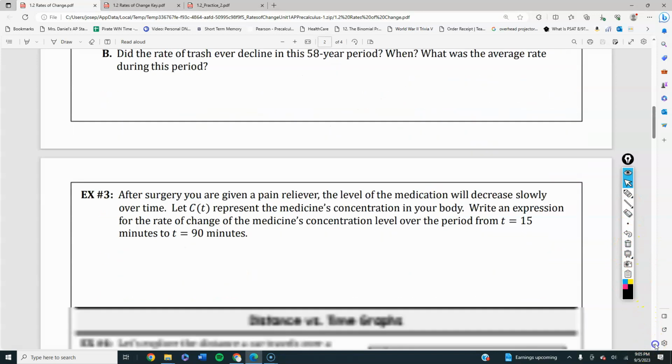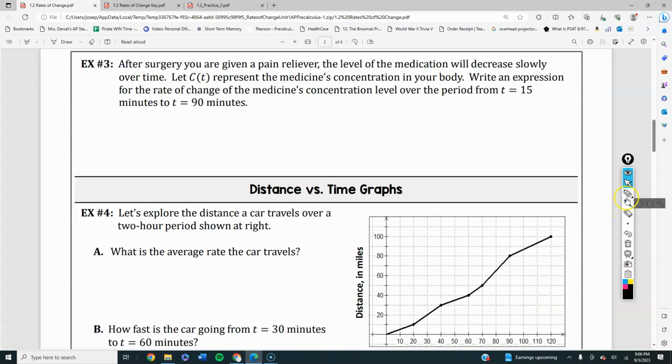One more. Let's try this beast. So, you're getting surgery. They're giving you pain medication. And C of T represents medicine's concentration in your body. Write the expression for the change in concentration from T equals 15 to T equals 90.